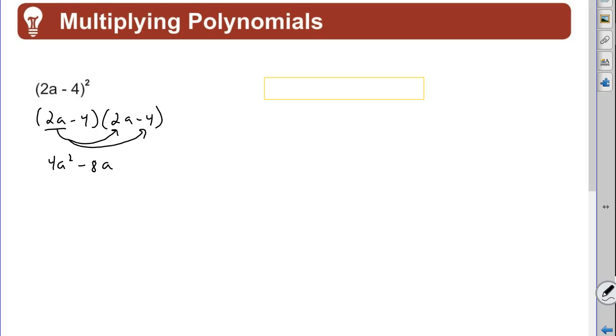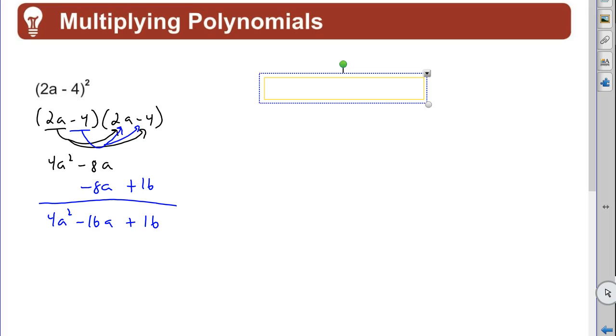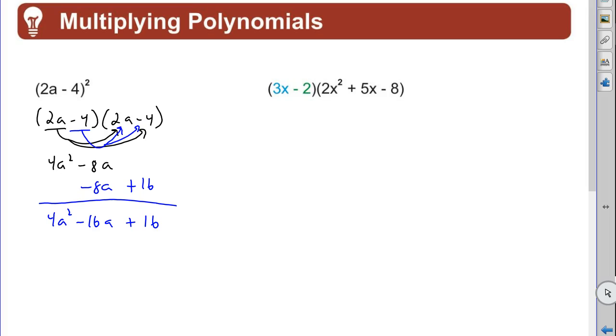Let me grab my blue. Let's distribute the negative 4 now. I finished the front term. I'll do the back. Negative 4 times a 2a is another negative 8a. And a negative 4 times a negative 4 is a positive 16. What happens when you add like terms? 4a squared minus 16a plus 16. Okay? So just distribute. Distribute, distribute, distribute.